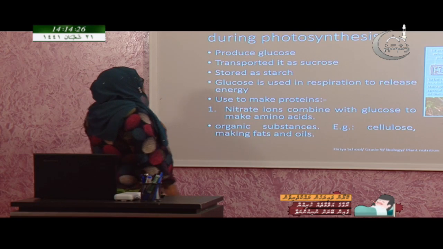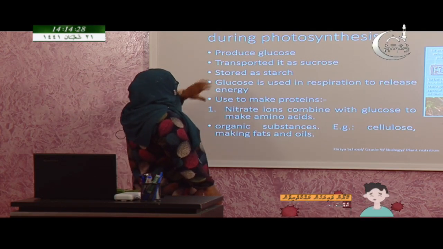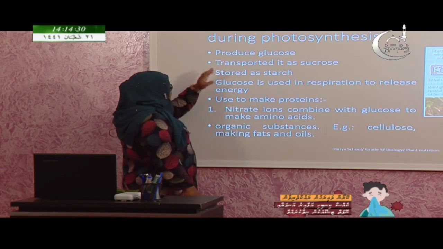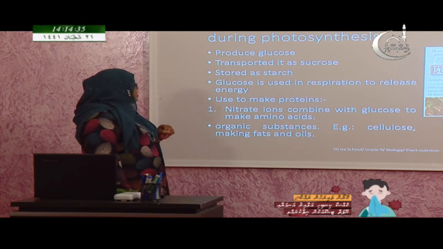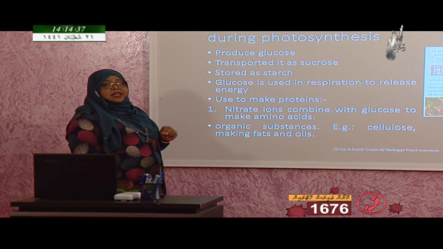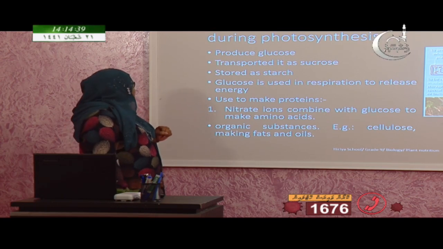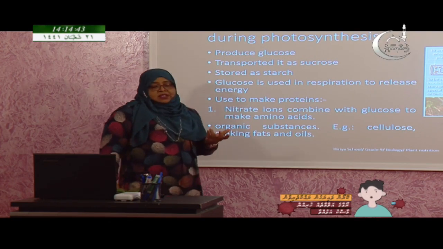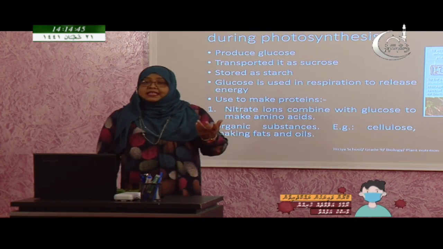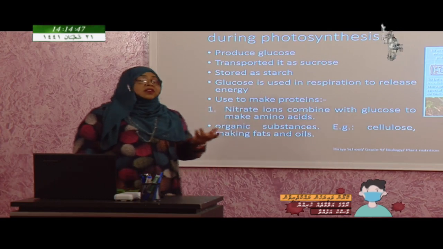Then what is the use? We are talking about the use and storage. So, the storage part is completed. Next one is the use. What is the use of glucose? Glucose is essential to all of us because it is used in respiration to release energy, and glucose is also used to make proteins. Unlike us, because we eat meat, milk, everything, the plants are unable to eat, so they need to make their own proteins.